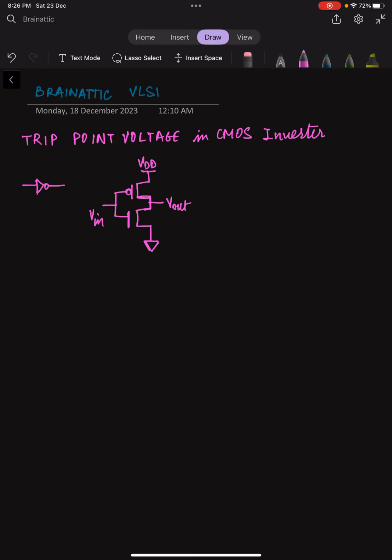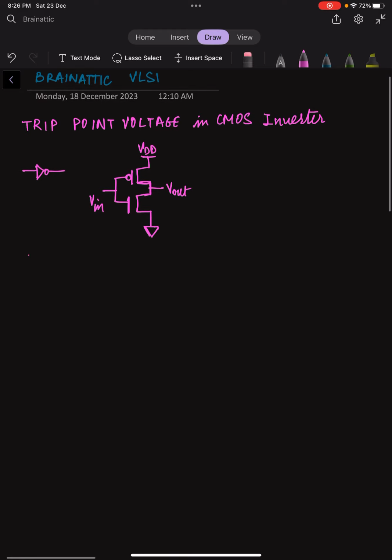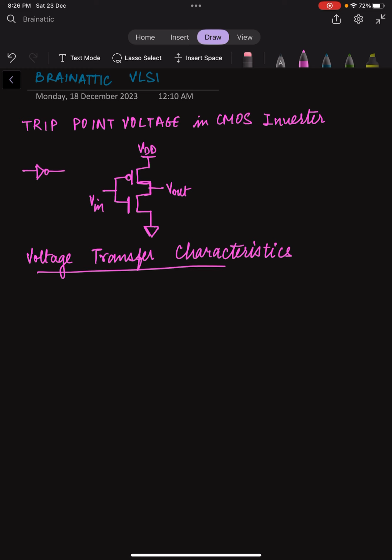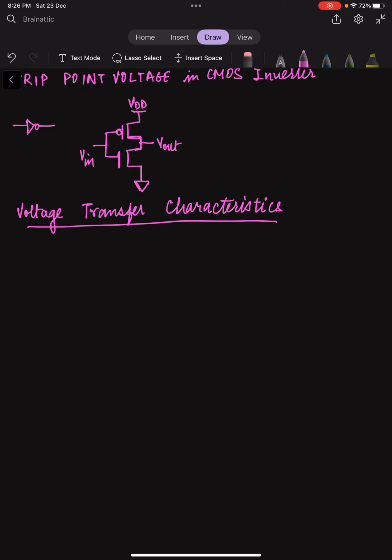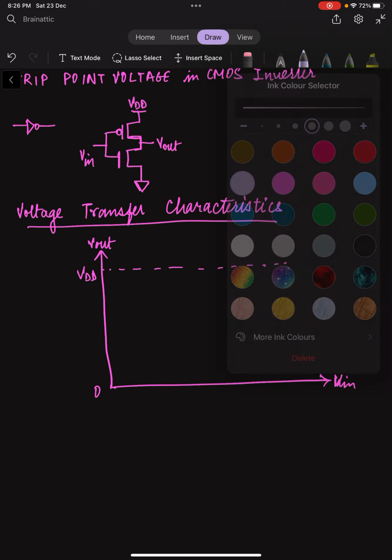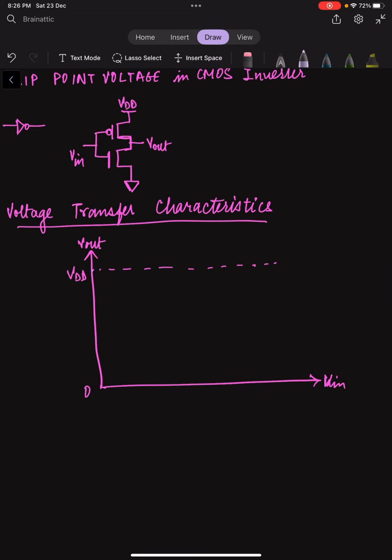Now, another very important thing while discussing the CMOS inverter is its voltage transfer characteristics. Something very simple and often asked while discussing the CMOS inverter. So we'll draw the voltage transfer characteristics of the CMOS. We'll have Vout on the y-axis and Vin on the x-axis. We'll just highlight the VDD for our reference, and this is our zero voltage. So the voltage transfer characteristics will look something like this.